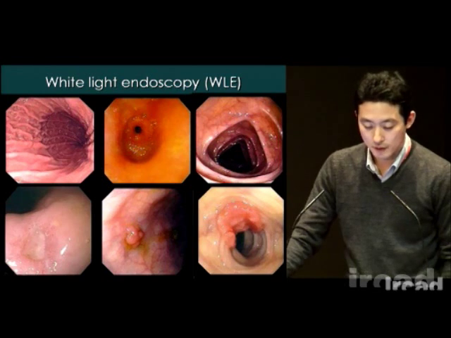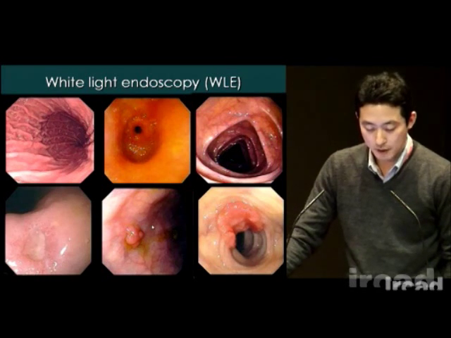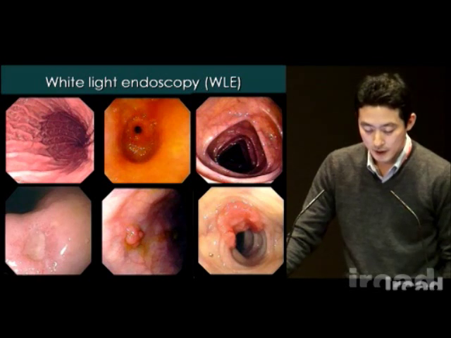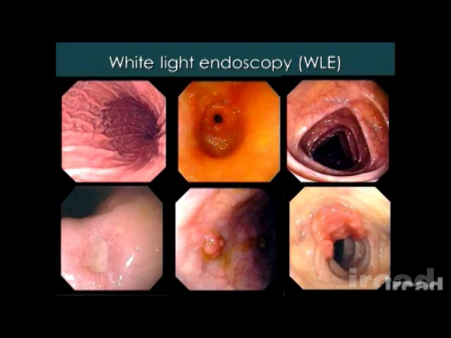These are conventional white light endoscopic findings. Findings in the first row are normal findings of the GI tract. The left side picture of the second row is an ulcer. The middle picture of the second row is a rectal polyp, and the right side picture of the second row shows colon cancer.